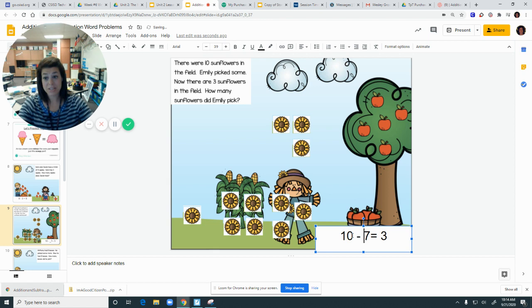So my equation is 10 minus 7 equals 3. I had 10 total sunflowers. I took away 7, and I was left with 3. I know it's confusing. It's okay. It's going to get easy. Let's look at another one.